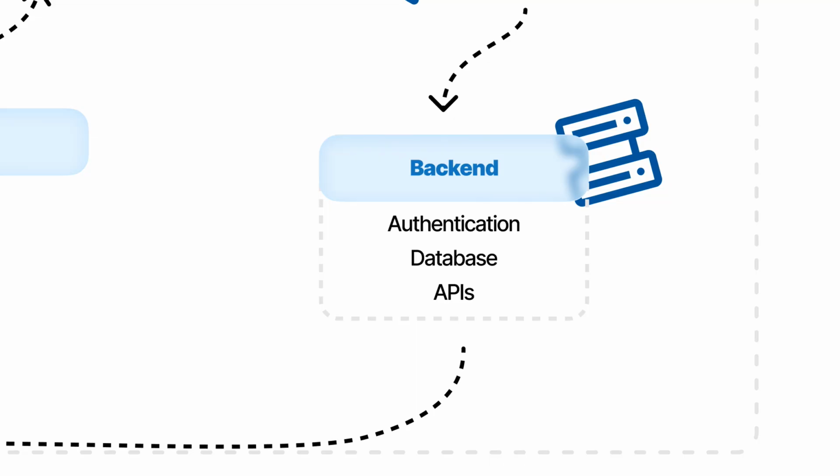Adding a backend to your application makes it a little more complicated, but it also makes your apps a lot cooler because you can now connect users together. The three main topics to understand regarding backend are user authentication, storing data in a database, and connecting to APIs.